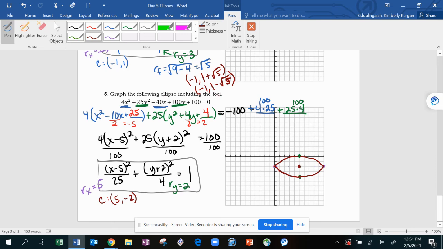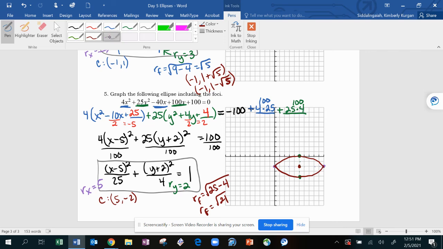Okay, so I need to find that r sub f. I'm going to do the square root of bigger number minus smaller number. So bigger meaning 25, smaller being 4. And so this is the square root of 21. Okay, so square root of 21. That's going to be a little bit bigger than 4. Let's see exactly how big. So that's 4.6 approximately. So what does that mean as far as graphing?